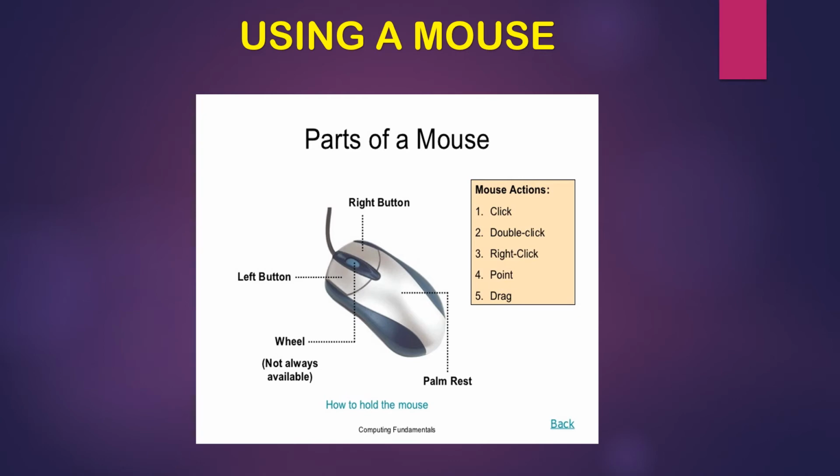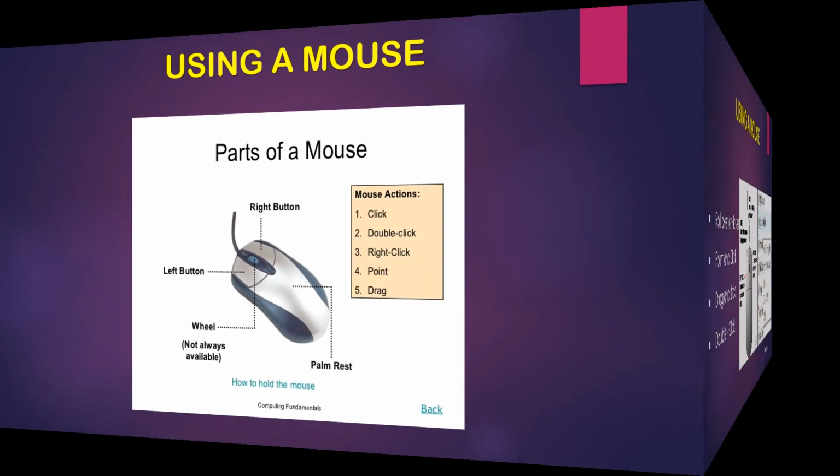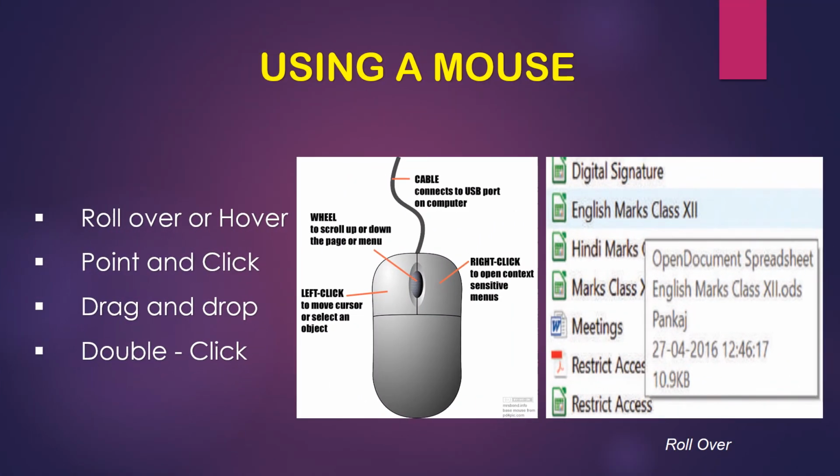Using a mouse. Mouse is a pointing device, you know. A mouse is a small device that you can use to move, select and open items on your computer screen. What it will do? Let us see the functions of mouse now. What are all the functions it will do? Roll over or hover, point and click, and then drag and drop, and then double click. These are the 4 functions of mouse.